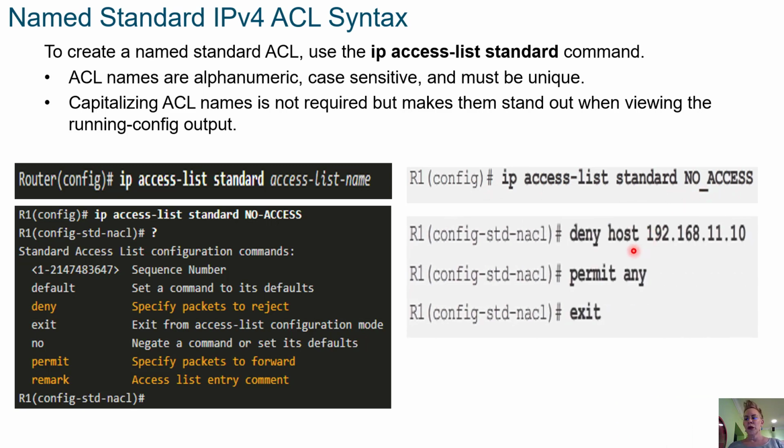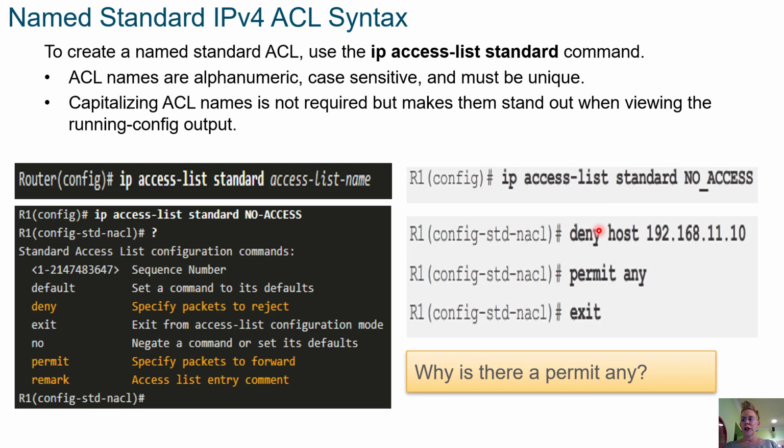Okay, so here's what we're doing. We are denying host 192.168.11.10. So in this scenario, I'm not denying an entire network. I'm just denying the source host of 192.168.11.10. Then I've got the permit any, followed by the exit. Now these are called access control entries, right? So my access control list is made up of entries.